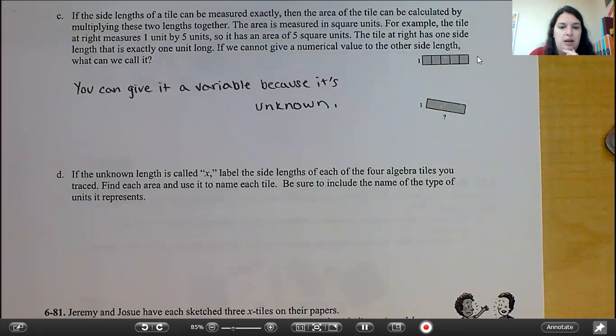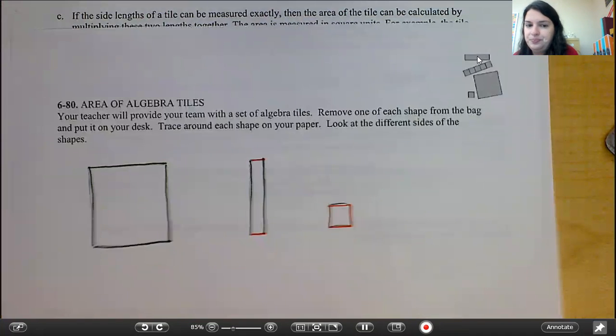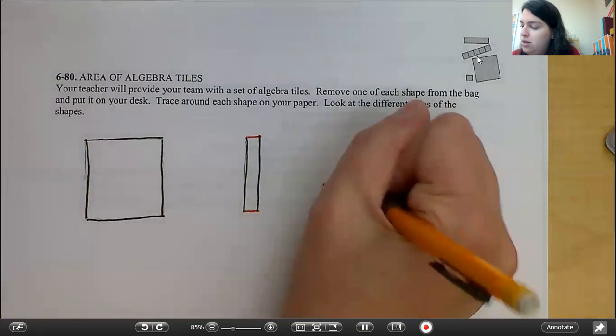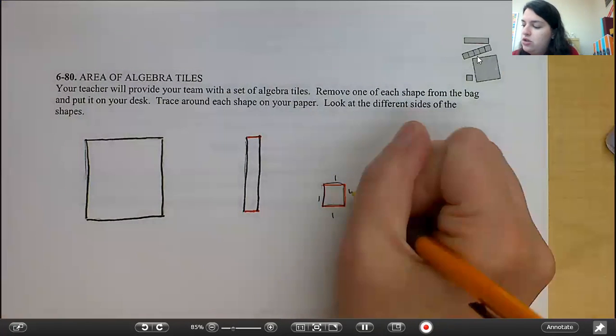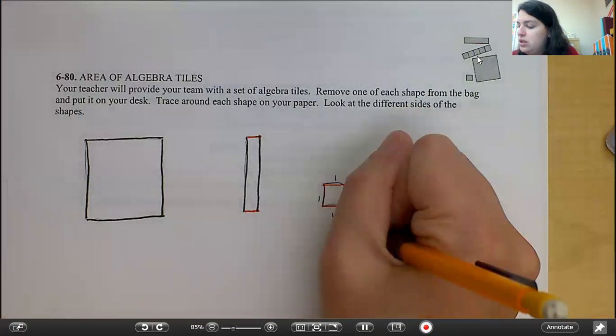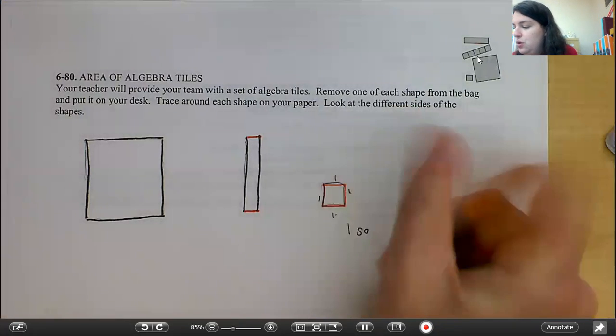Be sure to include the name of the type of units it represents. So we're going to go back to what we drew, and we're going to start here. We know that each side length of that unit tile is 1. So 1 times 1 is 1. So this is going to be 1 unit squared.